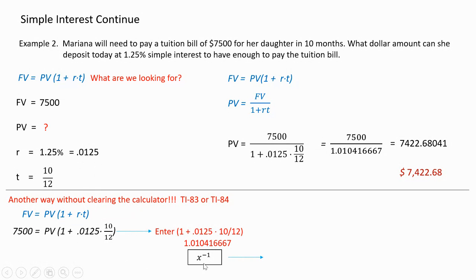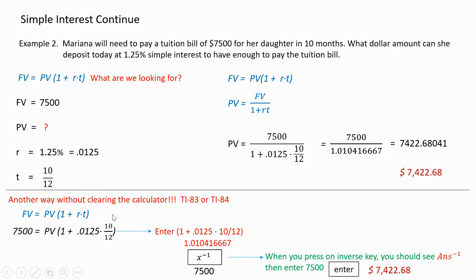Once you see this answer, you're going to click the inverse key. There's a key that says x^-1, which means the inverse key. You hit this key, and then you enter the number on the left. When you press the inverse key, you should see Ans^-1, and then enter 7,500, and that's your answer. You see, we get the same answer. And this way, you don't have to stop the calculator and clear it. It's one steady flow.